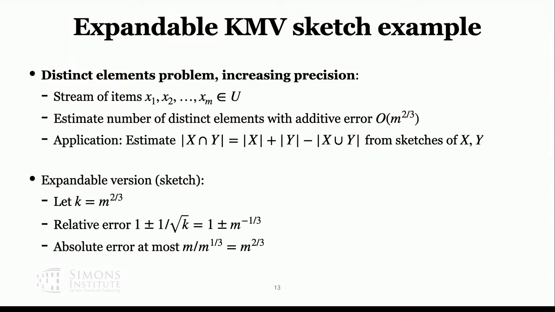And so in the expandable version, it seems that you can simply do this: you let k grow. And I'm hiding some details here, but conceptually this gives you a relative error, which is 1 plus minus 1 over root k, which is 1 plus minus m to the minus 1/3. And this gives you this absolute error of m to the 2/3.